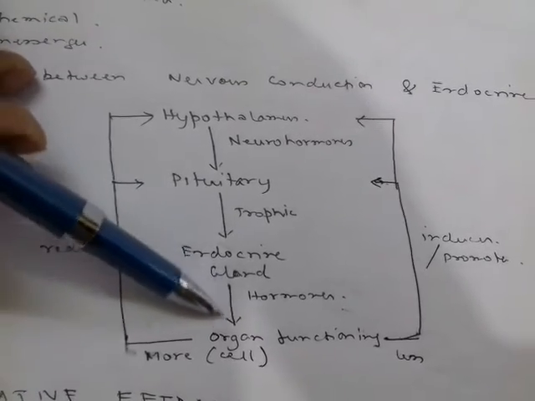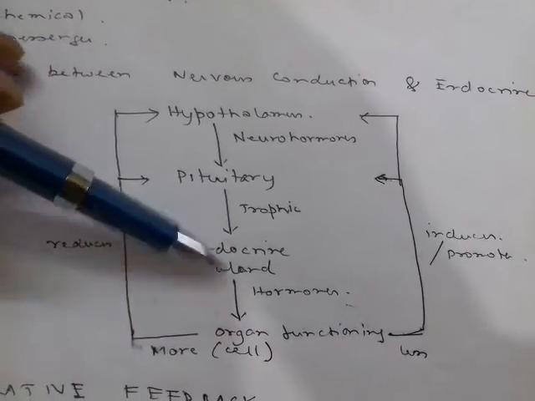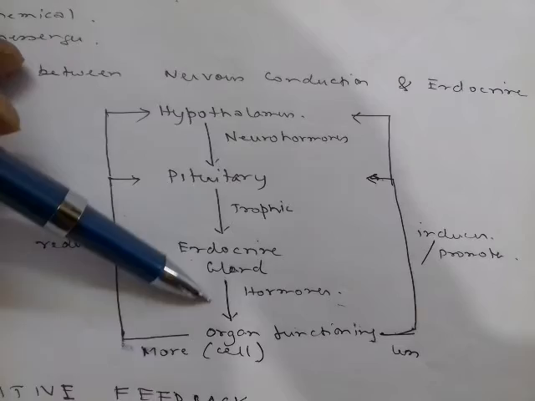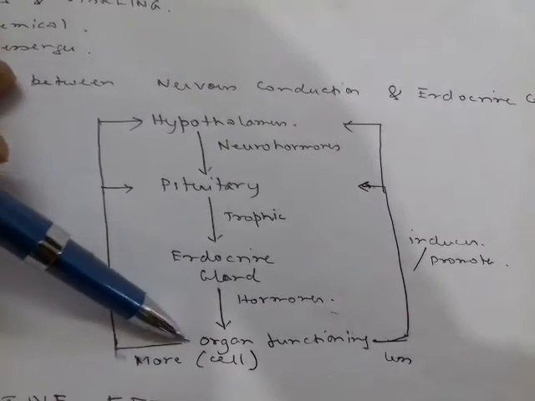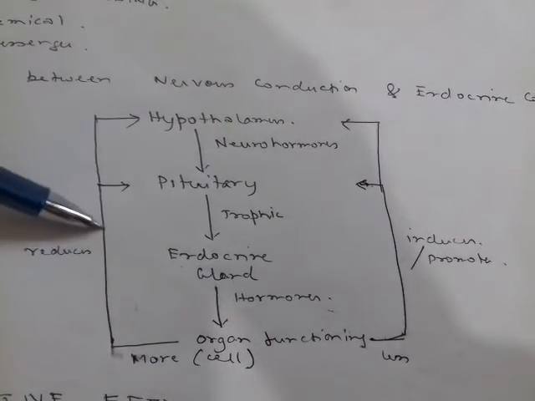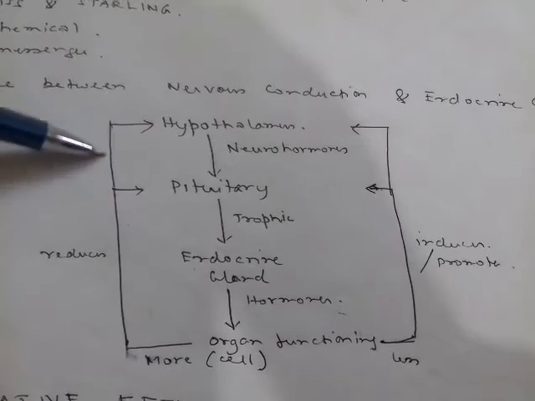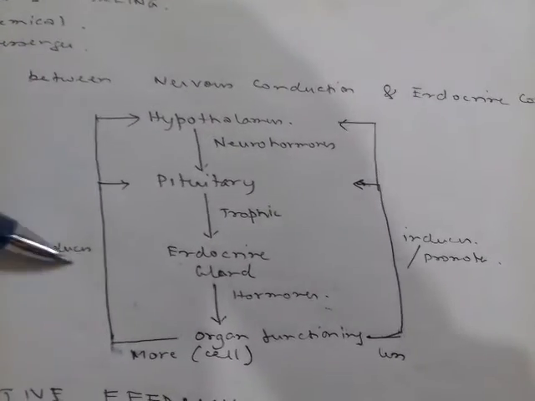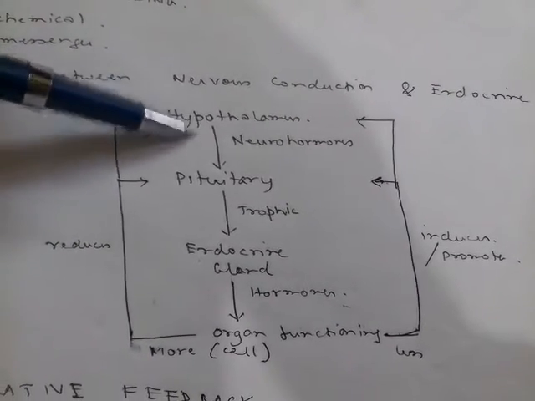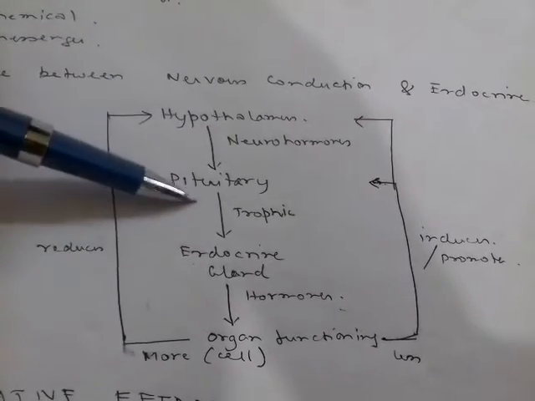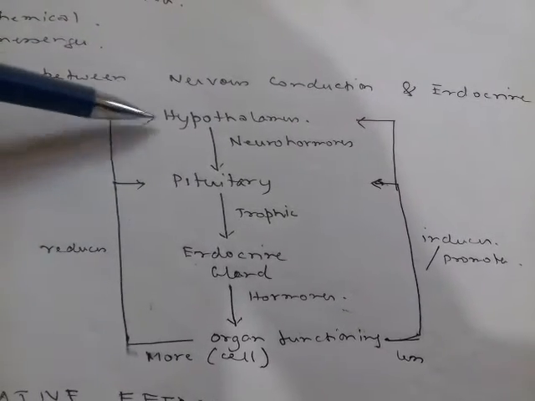They go and act on the body. Now suppose the glucocorticoids or the mineralocorticoids are more, then they send a message to the pituitary and to the hypothalamus to reduce the amount of CRF, to reduce the amount of ACTH. This is called negative feedback.